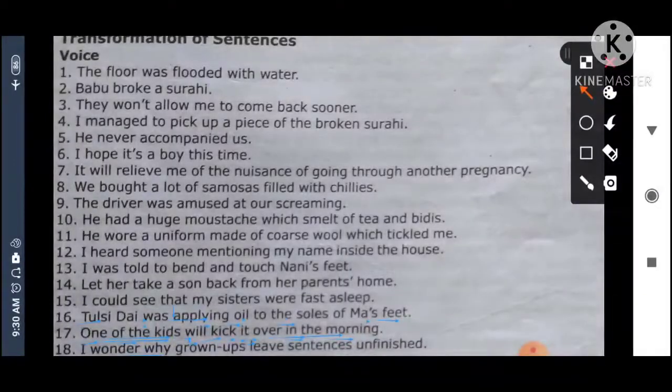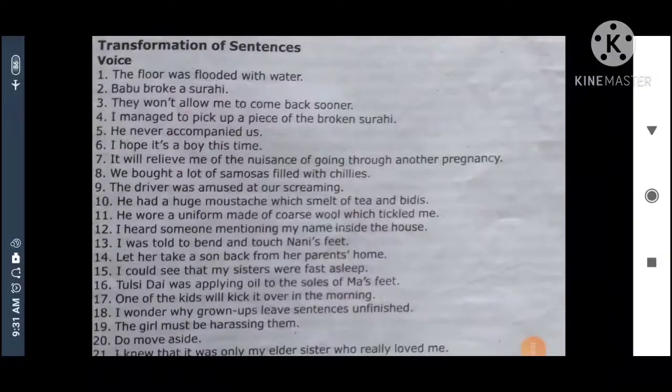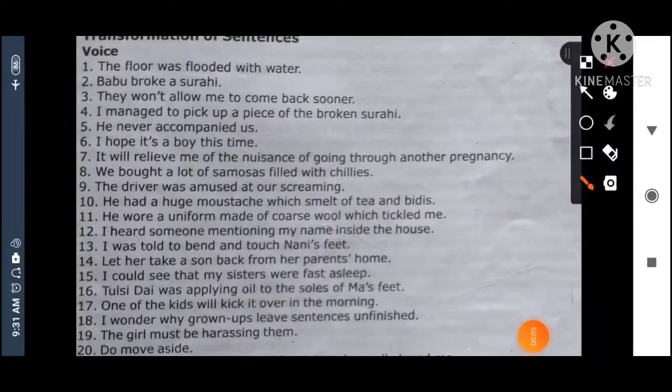I wonder why grown-ups leave sentences unfinished. Now your sentence is like this. Wonder is your verb, why is object here, grown-ups is again subject, leave is a verb, sentences again object. So आपको थोड़ा मिक्स मैच करके सेंटेंस फ्रेम करना होगा. So why sentences are left, present tense है यहाँ पे, why sentences are left unfinished by grown-ups is wondered by me.